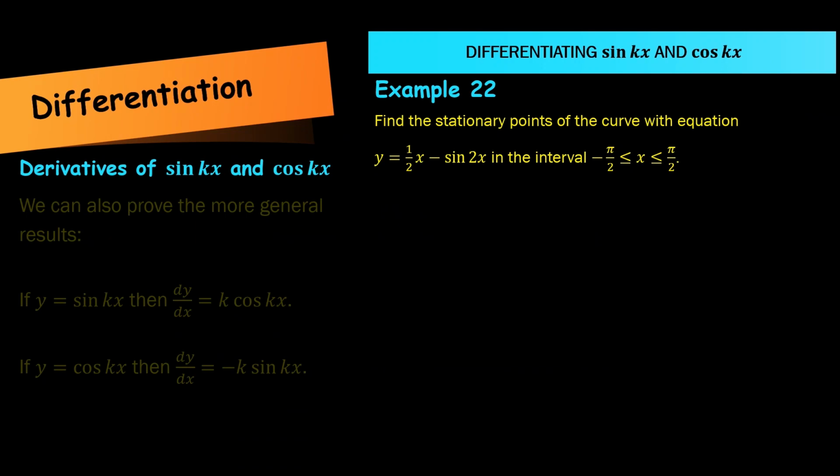If we differentiate the expression for y, we have that dy dx equals a half, since differentiating a half x becomes a half, minus 2 cos 2x, since differentiating sine 2x gives us 2 cos 2x, with k equal to 2.